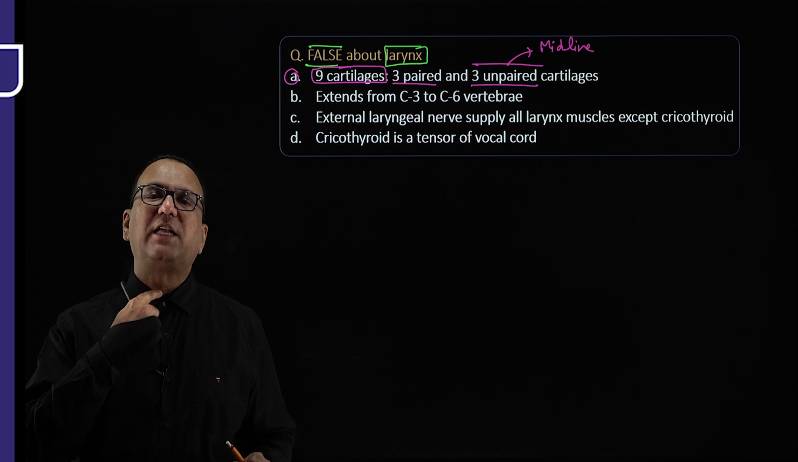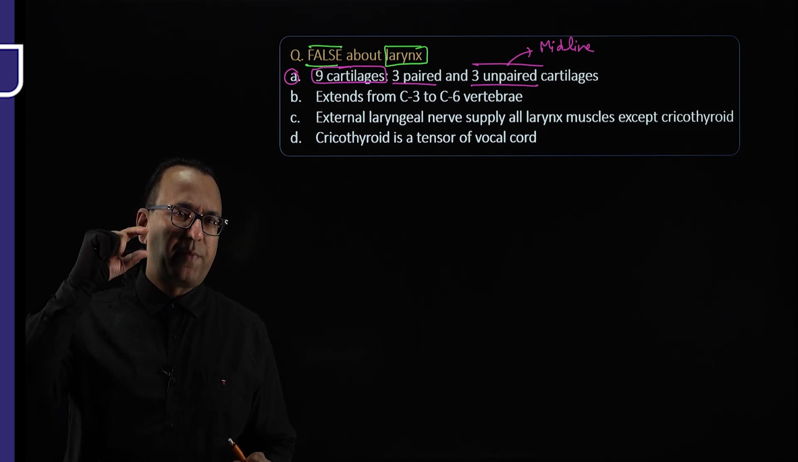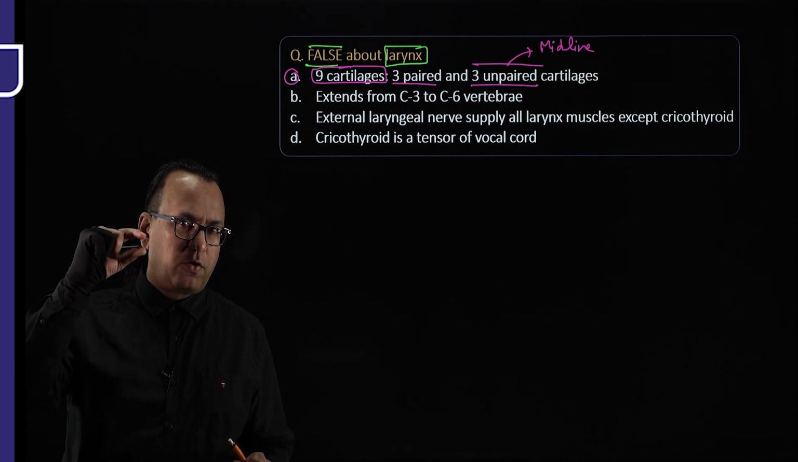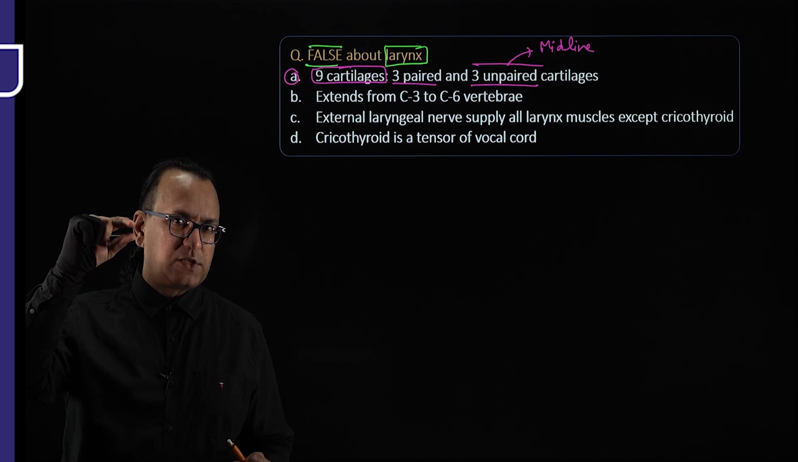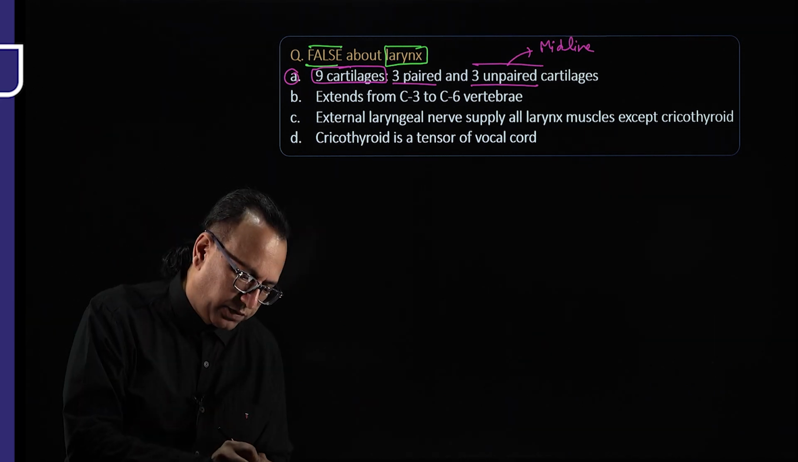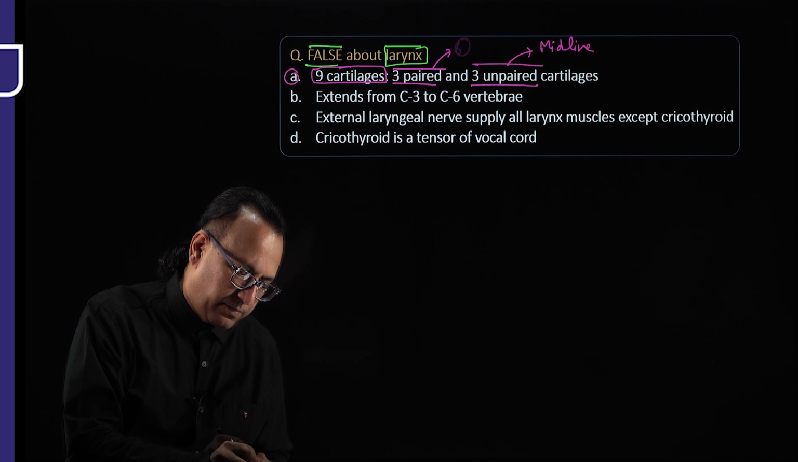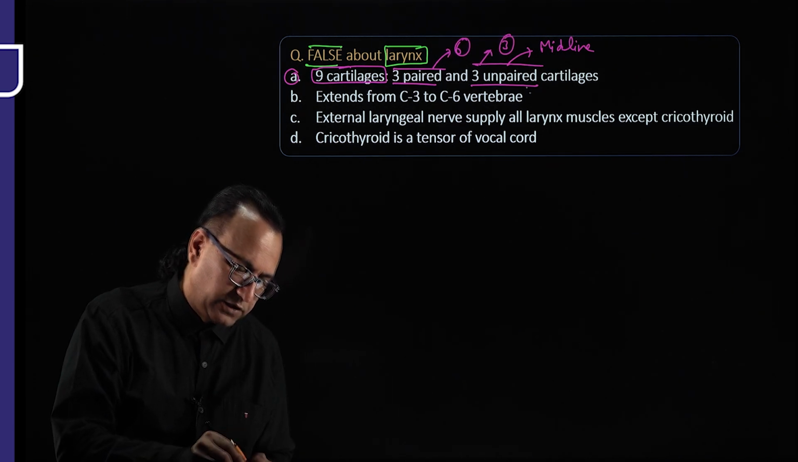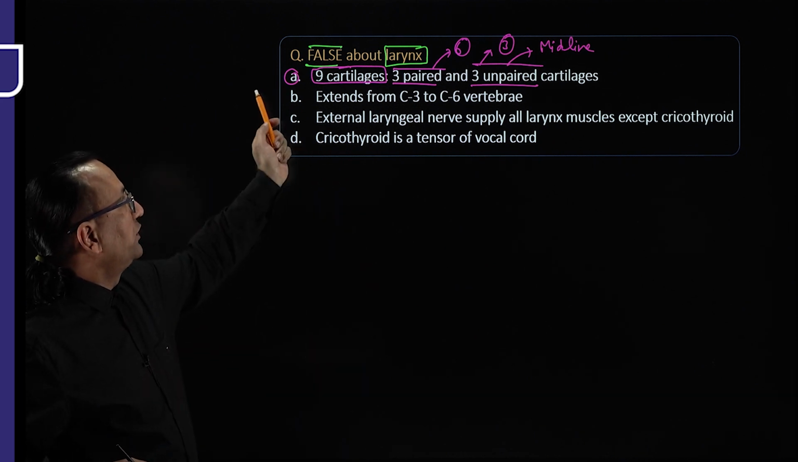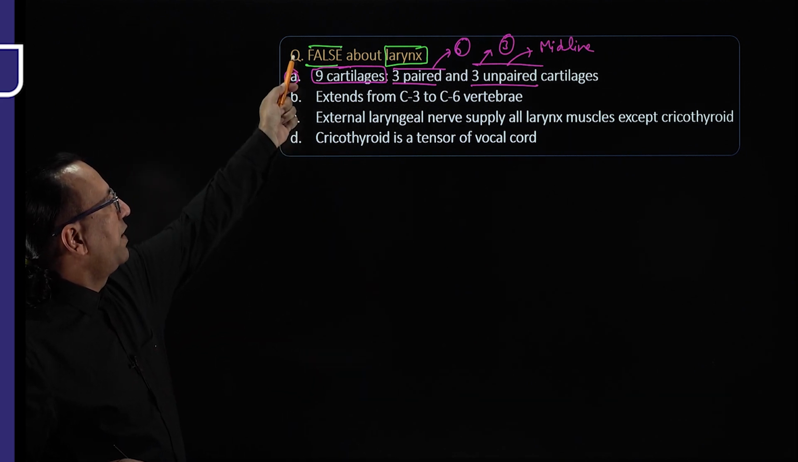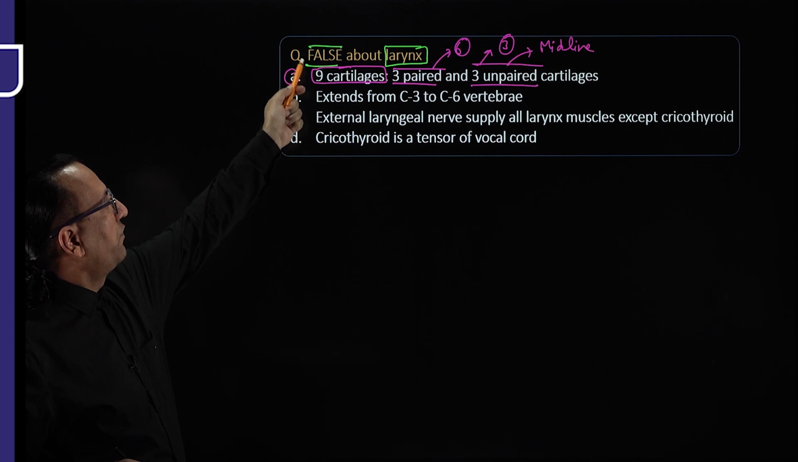Whereas, if you look at the larynx from the posterior view, you'll find a pair of arytenoid, a pair of corniculate, and a pair of cuneiform cartilages as well. So, if you say there are 3 paired, there will be total 6 in number, whereas 3 unpaired, total 3 in number, 6 plus 3, 9 cartilages. So, there is no issue with choice number A. It is a true statement, cannot be our answer, as the question is asking about the false statement.